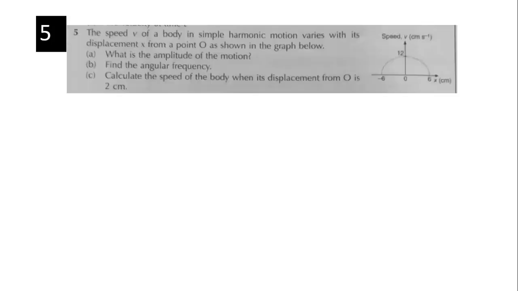Okay, let's try this one. The speed v of a body in simple harmonic motion varies with its displacement x from point O as shown in the graph below. What is the amplitude of the motion? This one is just getting you to read the amplitude from the graph. Amplitude is the largest value for x as well. Getting you to play with the equation, get different quantities.